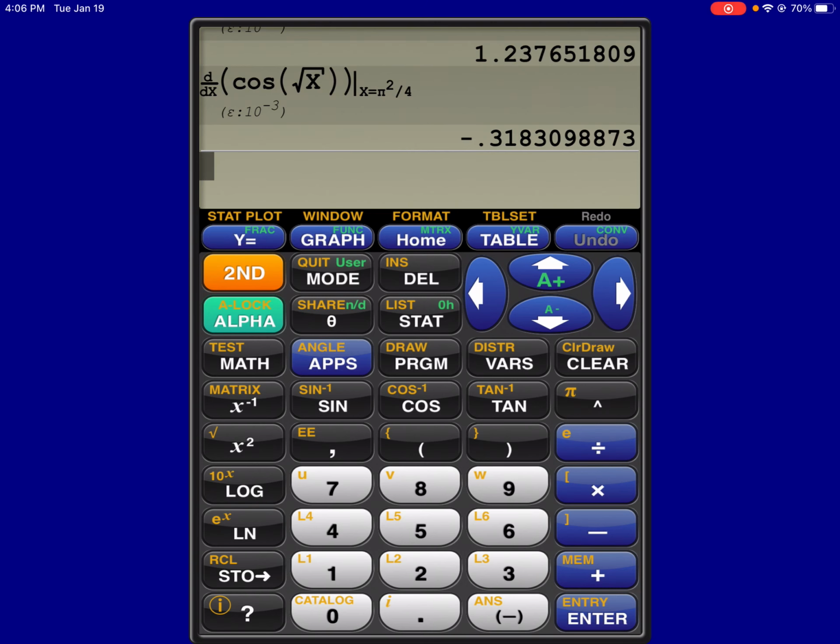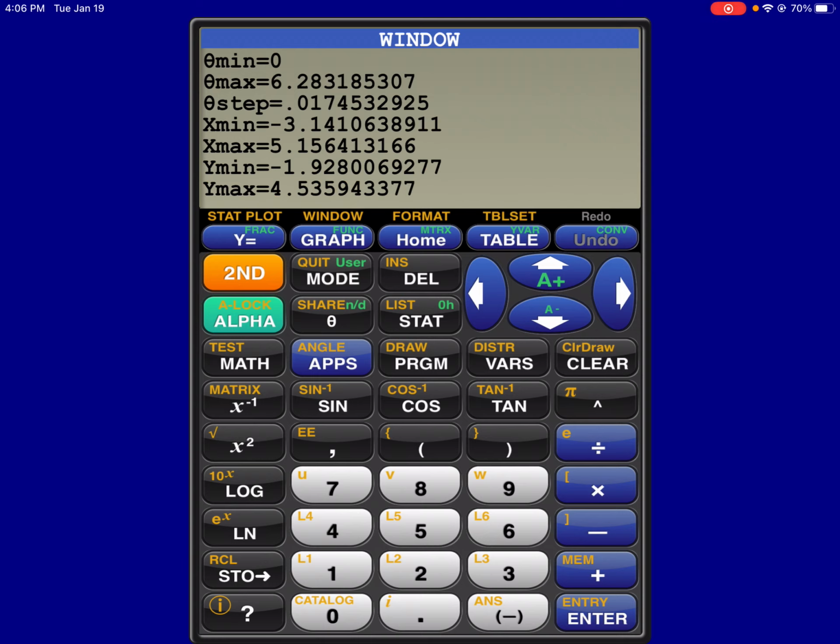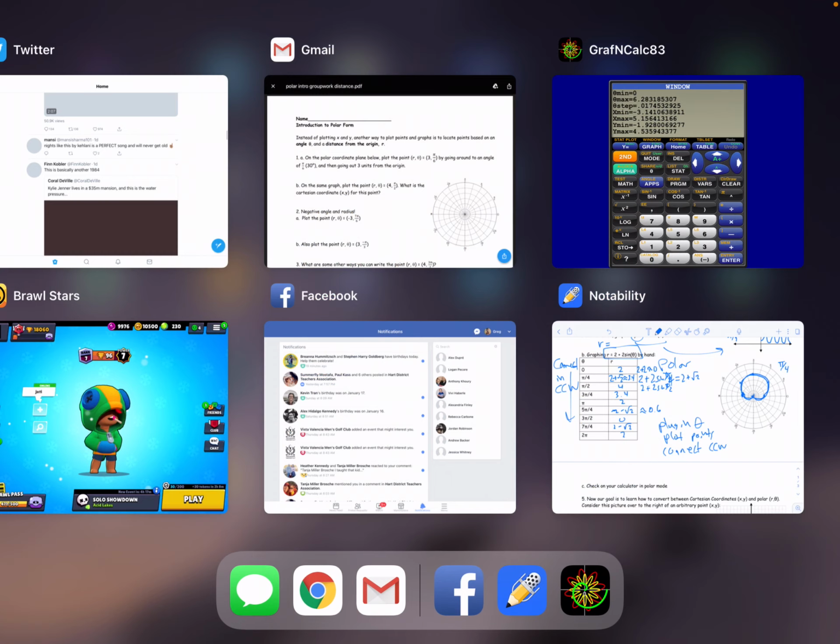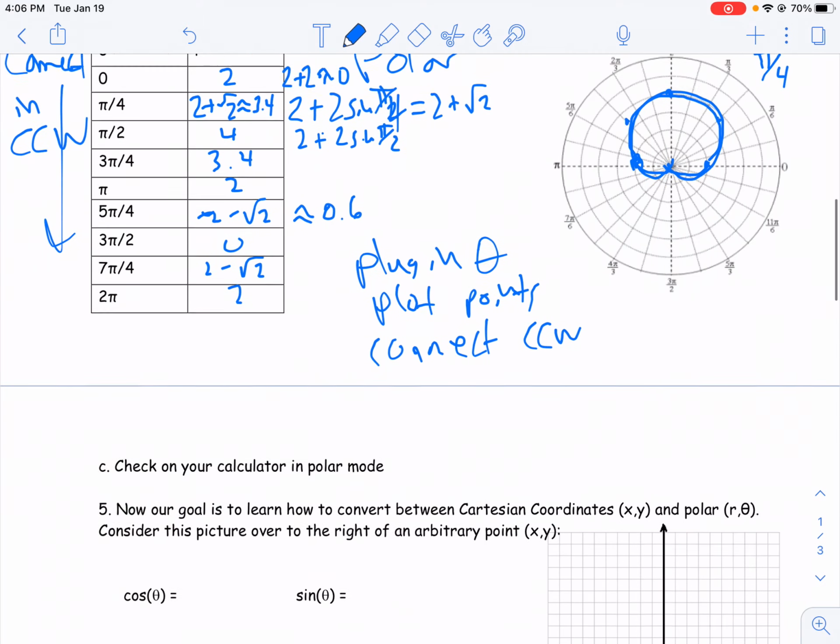Now, when you go to your window settings, that theta min and theta max is like the T min and T max in your parametric. It'll just graph the angles between 0 and 2 pi, and that's pretty much what we always want to see. Anyway, so that's how you graph those on your calculator.